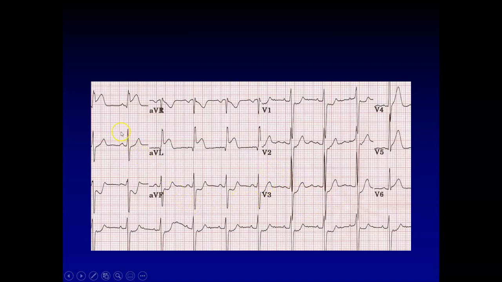Then you can have one that looks like this. And you see over here, I have 1, 2, 3 kind of tucked back over here. We have AVR, AVL, AVF, V1, 2, and through 6. So we have a lateral MI. Not bad.